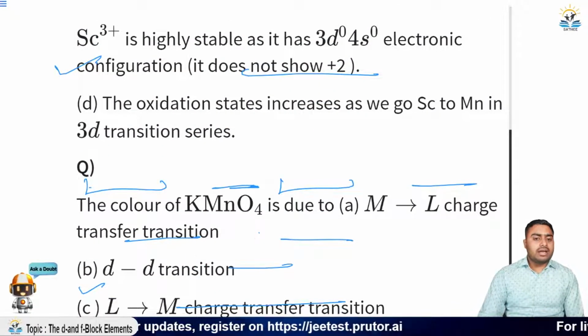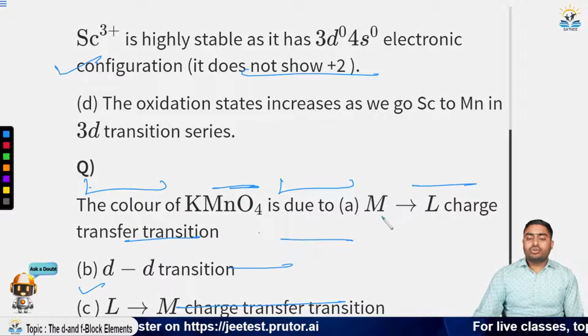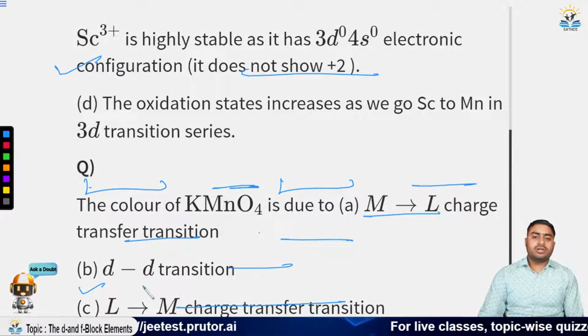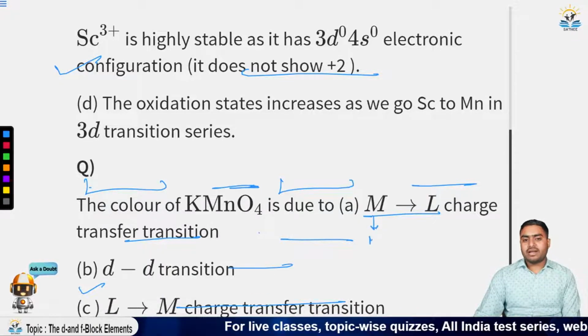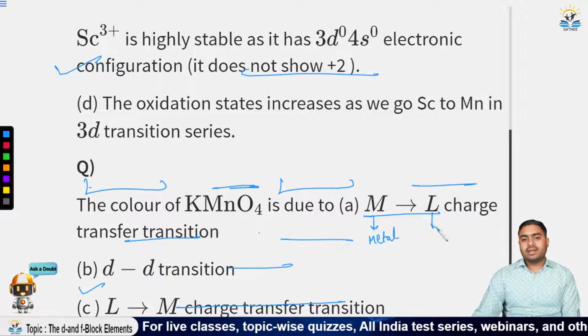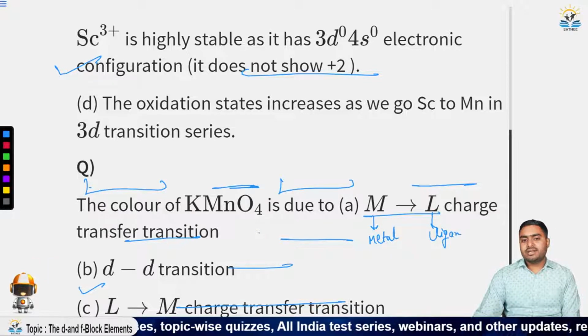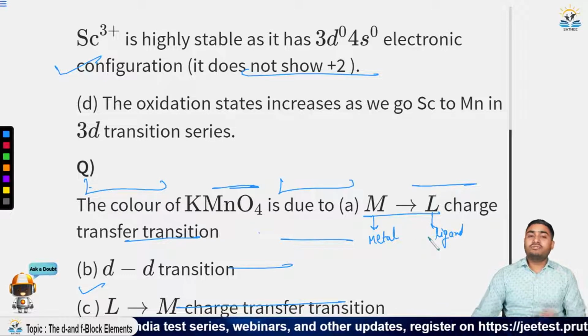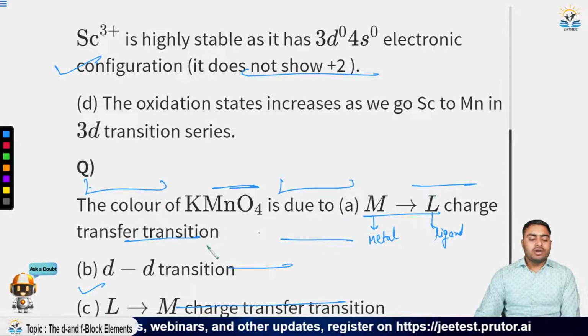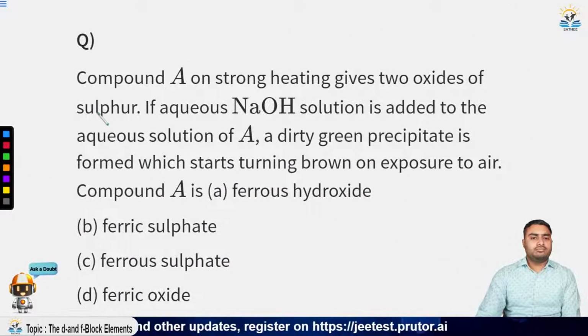The color of KMnO4 is due to what? MLCT charge transfer transition, d-d transition, or ligand to metal. This is metal, and this is ligand. Okay, metal to ligand, yeah, ligand to metal. So you have to remember this point. Okay, so I want to move to the next question.